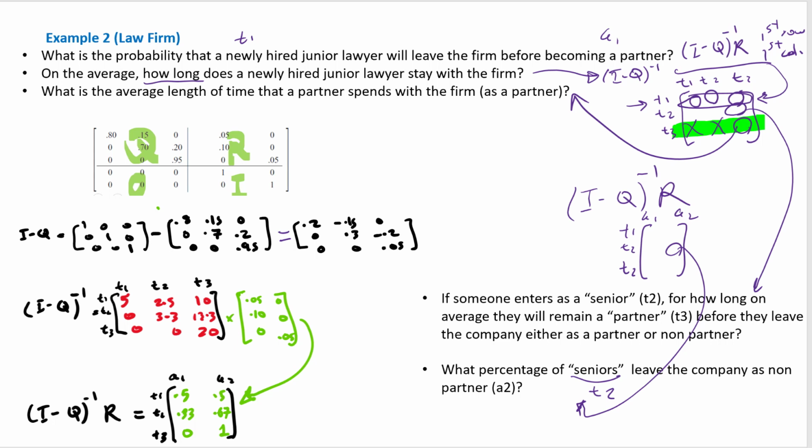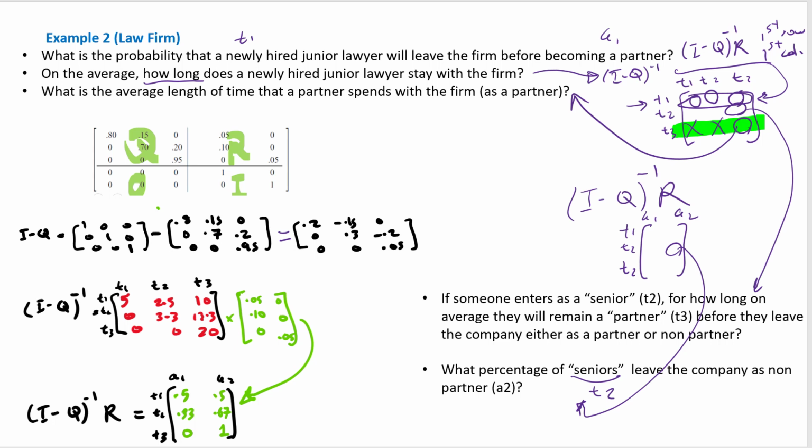Third question, what is the average length of time a partner, someone who is in transition state 3, will spend with the firm or remain as a partner? Remember we said we expect those two numbers to be 0. Partner to senior and junior will be 0, which is the case after we calculate I minus Q inverse. And then 20 years is how long they are expected to stay with the firm.